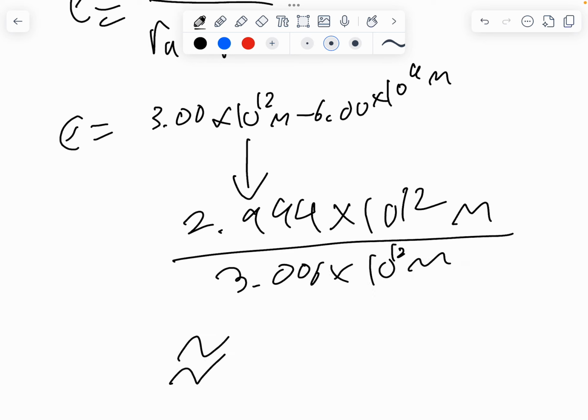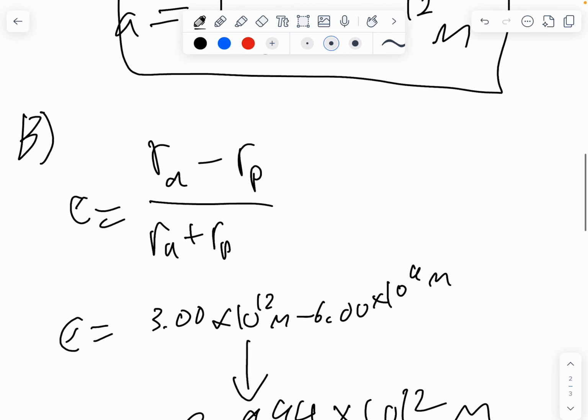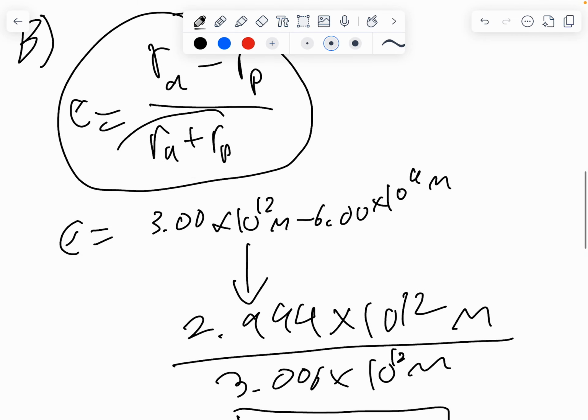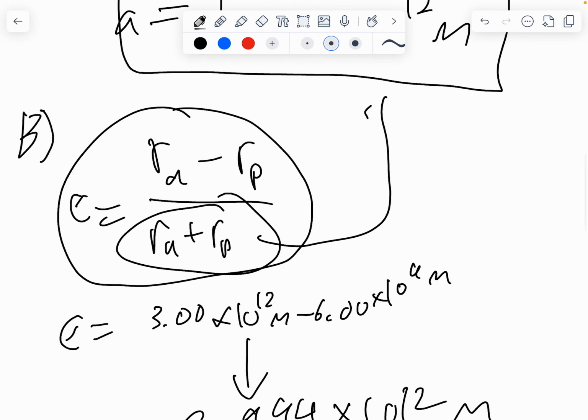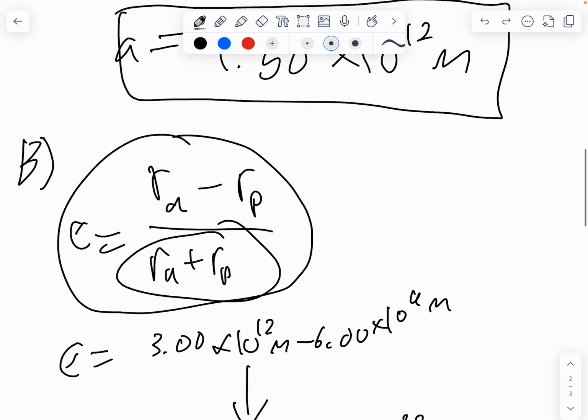And that will give you approximately an eccentricity of 0.996, just using this formula that was stated in the book. And we already knew this one from the earlier question, so you just plug in.